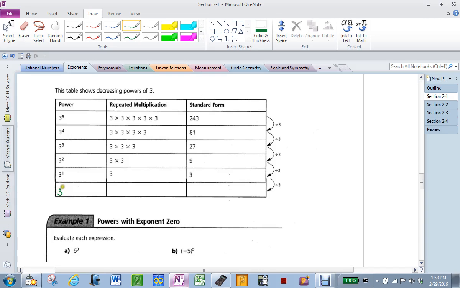What's the next logical exponent? 0. 5, 4, 3, 2, 1, 0. 3, 3, 3, 3, 3. What do I write here? This makes no sense, does it? How can I write this? Because what's the base here? 3. How can I write it 0 times? You can write 3, but it's not 0, is it? Here's why, Emily. Divide, divide, divide, divide, divide. What's 3 divided by 3?